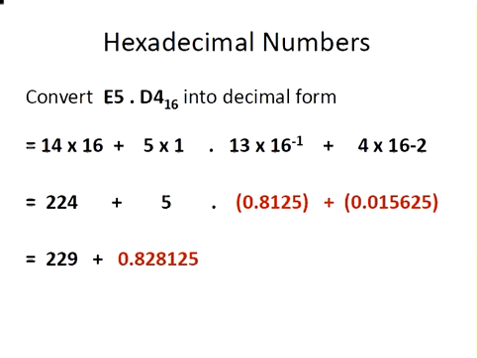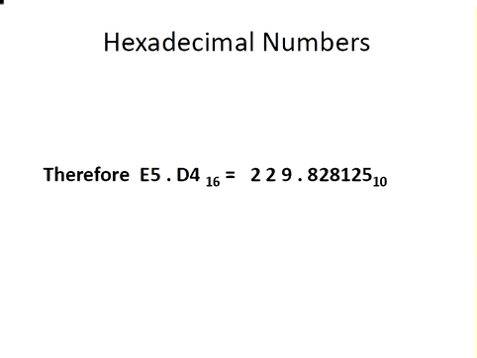I get 0.828125. And to finish off, all I have to do is add those two numbers together, 229 and 0.828125. That's my number there, 229.828125. So that's our answer there. E5.D4, when in hexadecimal form, is 229.828125 when we are talking about decimal form.